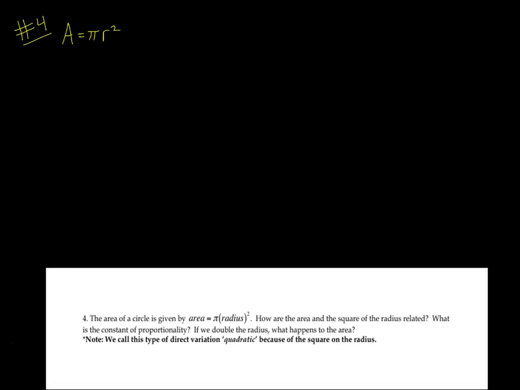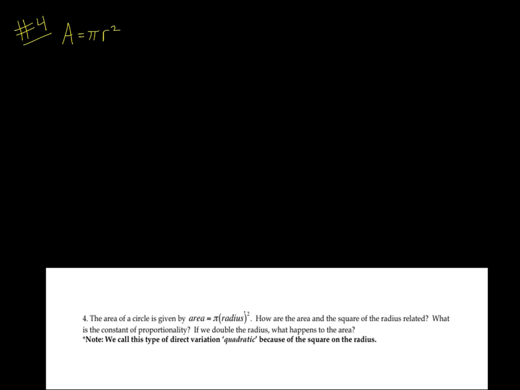Alright, here in this next video, in section 11.2, we're going to look at question number 4. This problem says that the area of a circle is given by area equals pi times radius squared. How are the area and the square of the radius related? What is the constant of proportionality? And if we double the radius, what happens to the area?